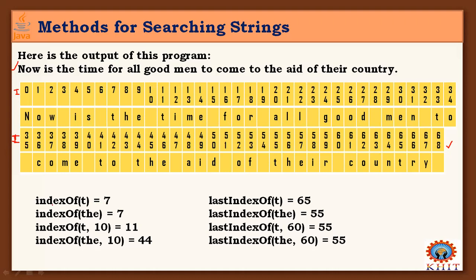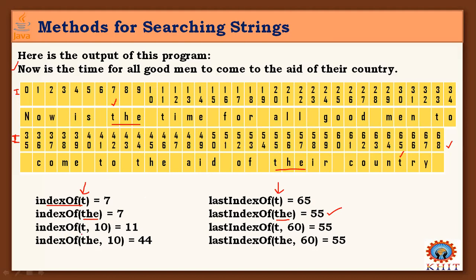First, what is the index of T? The index of this T character. The first occurrence is at this index, right? At this index, that is the first occurrence of T. The same way, the last index of this T, checking backward, is at occurrence 65. The same way, the first occurrence of the substring THE is this one. The last occurrence of this THE starts at 55. This one, 55, 56, 57. 55 is the starting index of the last occurrence of this substring.